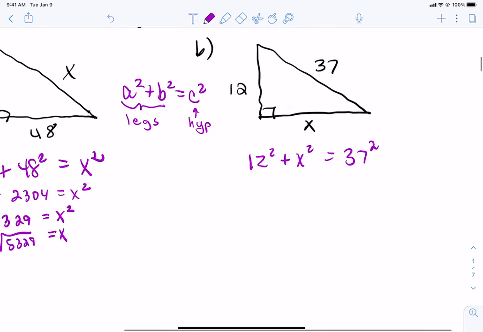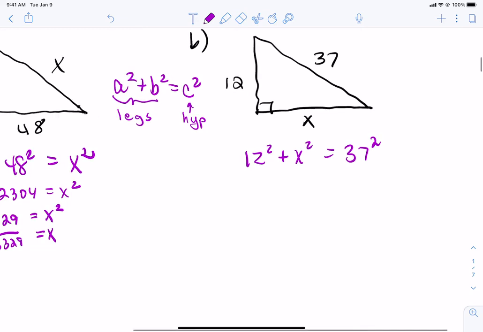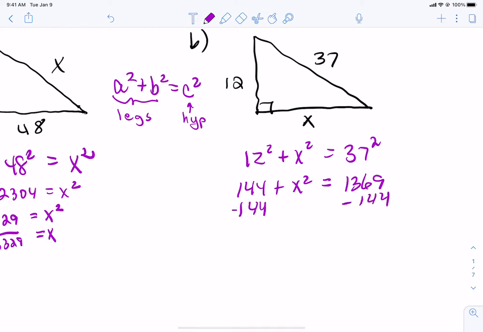Okay, let's move on to B. Now still, you want to do those actual 12 squared and 37 squared and put a number in that place. So 12 squared is 144. 37 squared is 1369. Now let's think about when we're solving an equation, you want to get that variable by itself. So that x squared is not alone. We need to move that 144, and we do that by subtracting 144 from both sides. And so 1369 minus 144 is 1225.